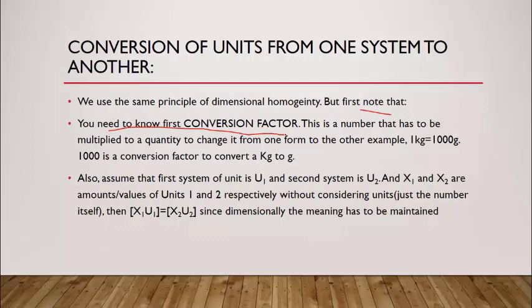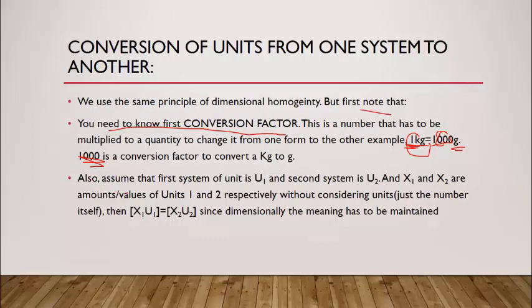Conversion factors are numbers that are multiplied by a certain unit to convert it from one form to another. For instance, if 1 kilogram is equal to 1000 grams, this 1000 is the conversion factor of a kilogram. If you take 1 kilogram and multiply by 1000, automatically the kilograms are converted to grams. This is what we call converting factors. So you have to know the converting factors, especially those that you'll be asked about in the question.